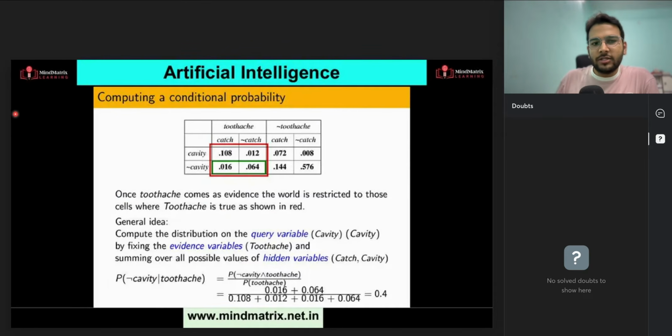And similarly, we can answer this also: the probability of not cavity given toothache. So the probability of not cavity, when it is already given that toothache has occurred. So toothache has occurred, that means all these values we are talking about, and we are finding out not cavity. Is this clear? So it is nothing but the probability of not cavity and toothache divided by the probability of toothache. So this is how you can find it out.